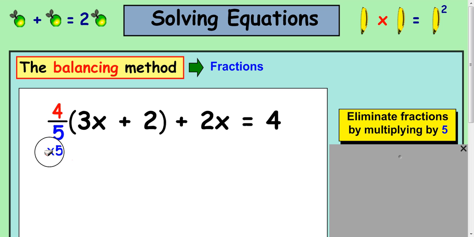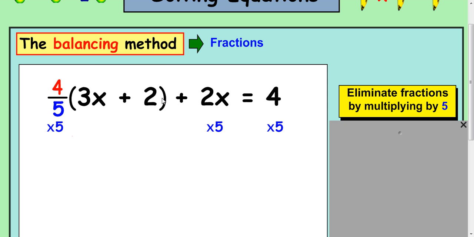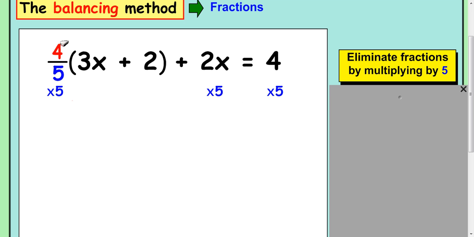So that involves this being times by 5. Now we only need to multiply the multiplier of the bracket by 5, not actually the individual terms inside. So just this multiplied by 5, the 2x times 5 and the 4 times 5. So if we keep the bracket there and we multiply 4/5 by 5, then 4 divided by 5 times 5 is just 4. So we just leave the 4 in front of the bracket.